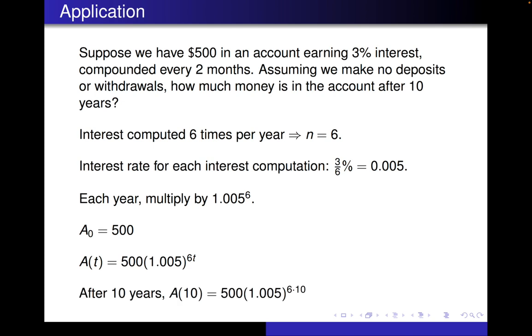So if we want to figure out what's going to happen after 10 years, we just have to plug in t equals 10. A of 10 is equal to 500 times 1.005 to the 6 times 10. If we let our calculators or Desmos or Wolfram Alpha take care of that, that's going to be about $674.43.